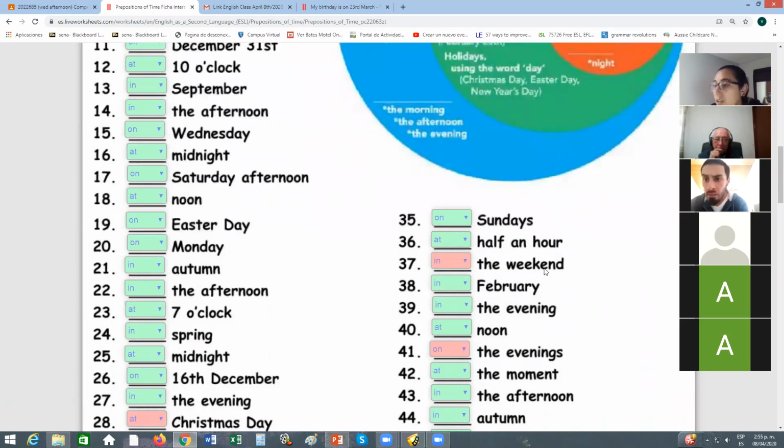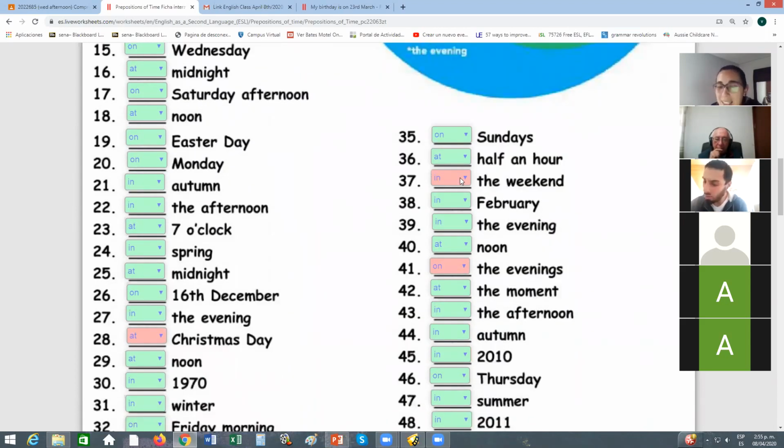The weekend refers to this specific weekend. On the weekend? On? At? So, at the weekend. At the weekend speaks about a specific weekend. At the weekend, right?